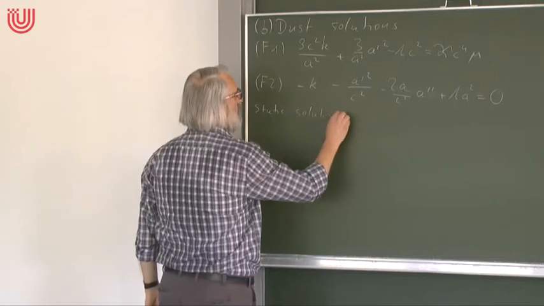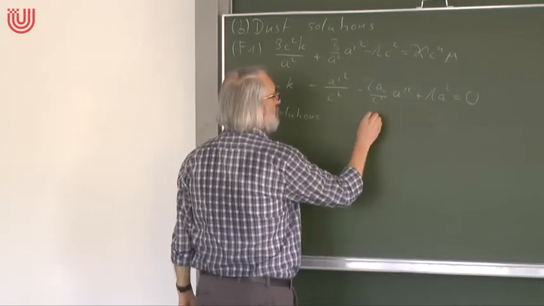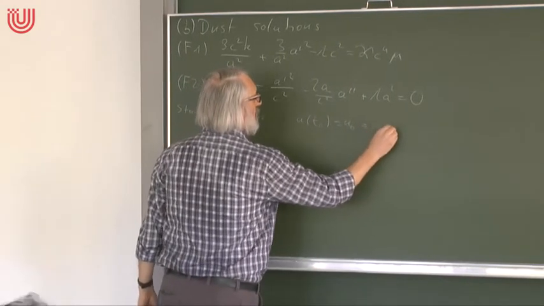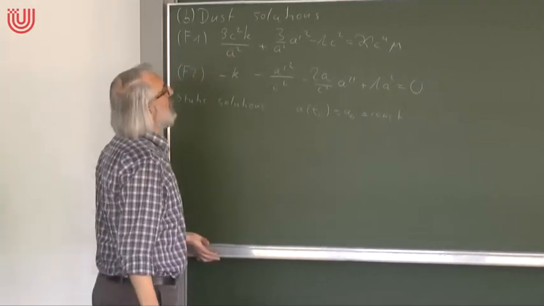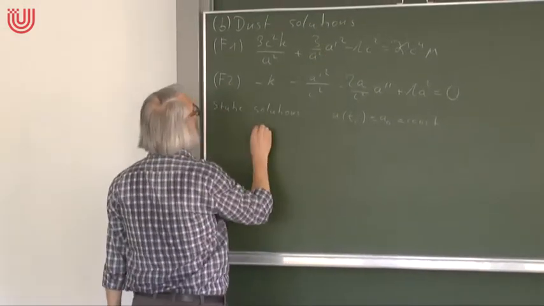The static solutions, so these are the solutions where a is a constant. That's what I mean by static. So a of t is a constant, let's call it a naught. So let's see what we get for this case. Then the first equation, this term is 0.